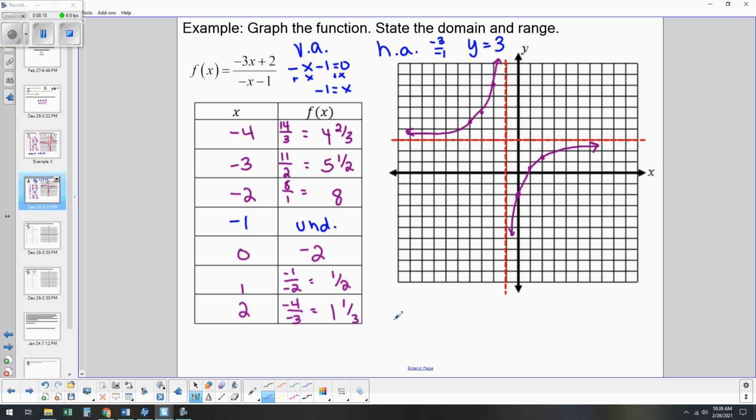Domain and range. All right, the domain was all real numbers except x could not equal negative 1. And my range was all real numbers except y could not equal 3.